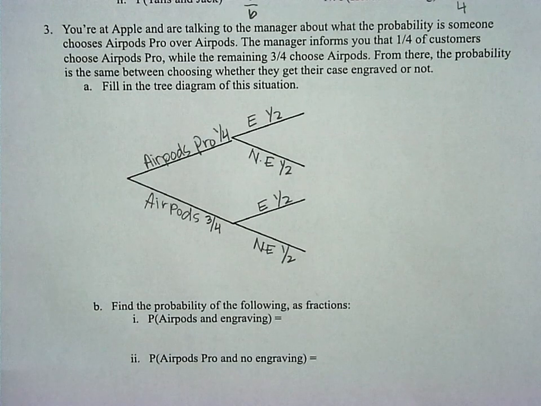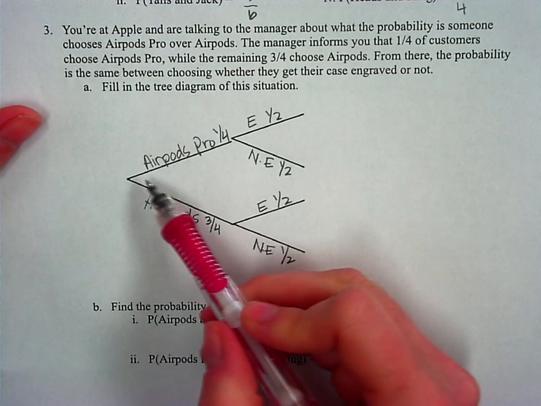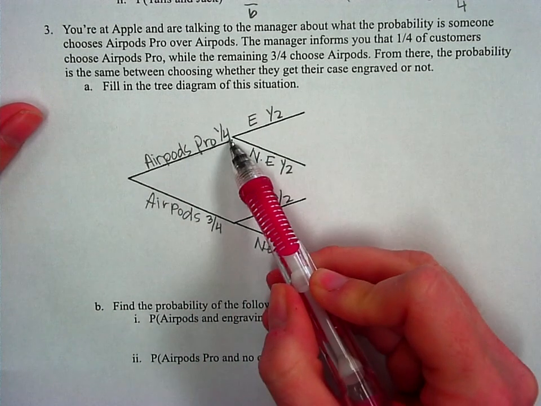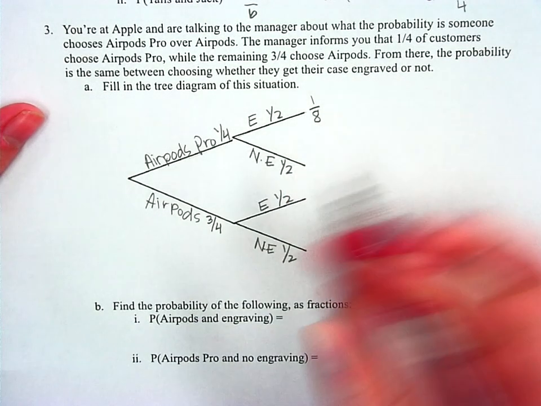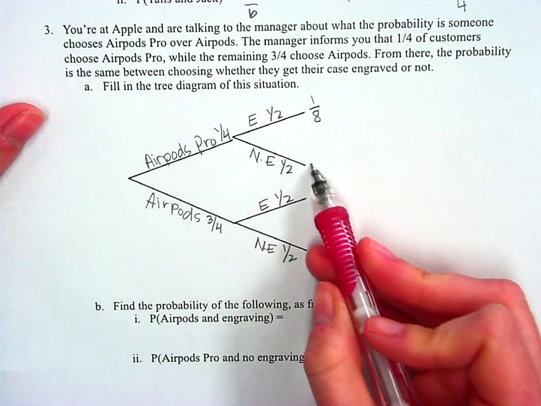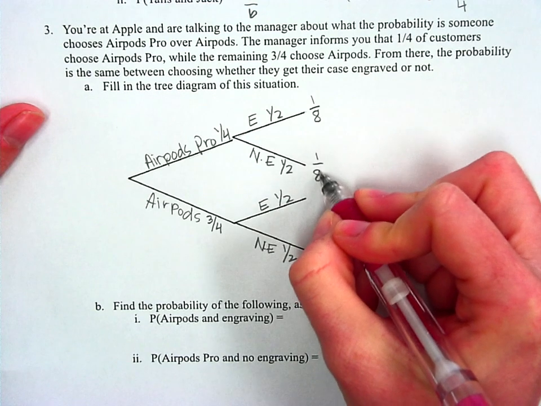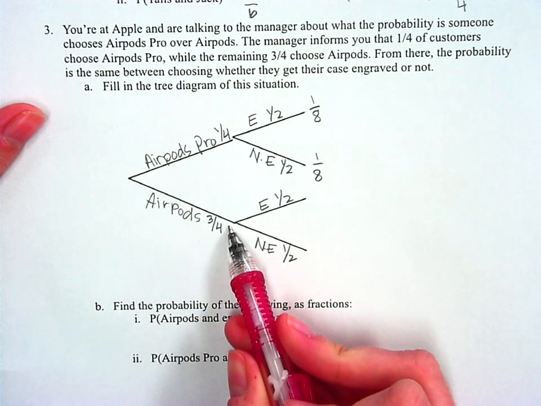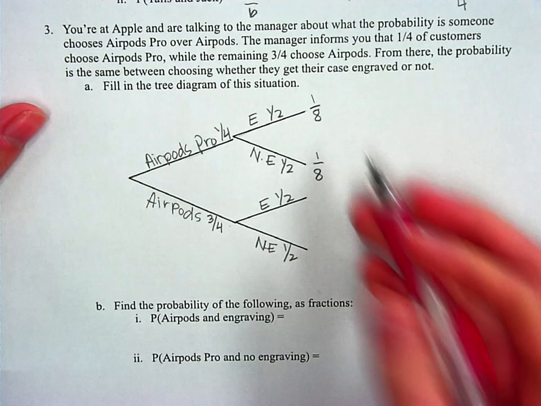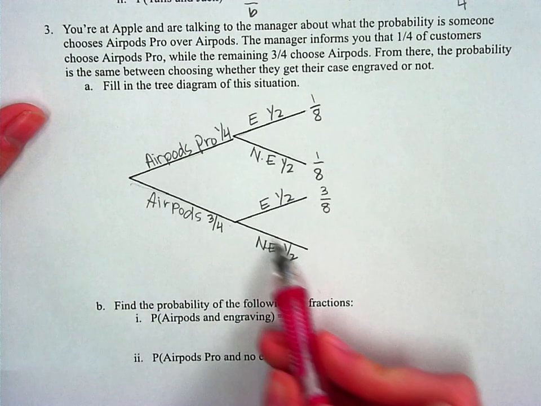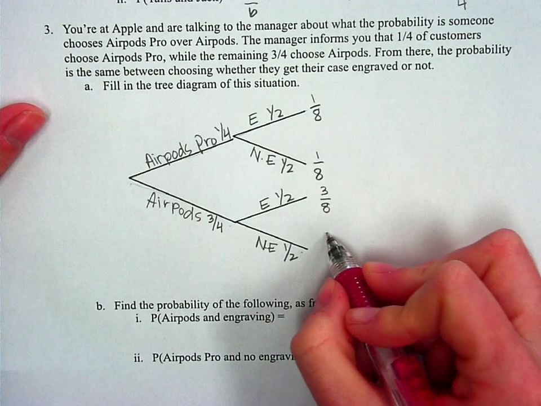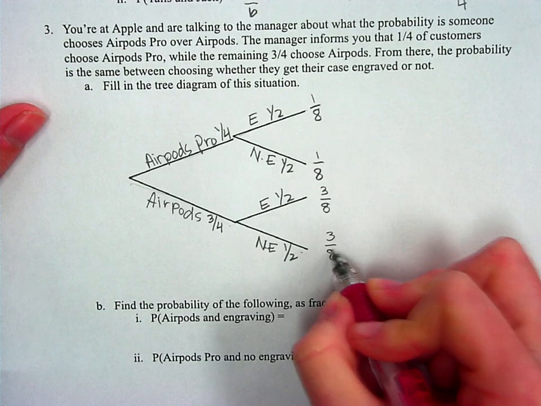whether they get AirPods Pro or just AirPods. Okay, so now if I want to know the final outcomes, I'm going to do 1/4 times 1/2, which is 1/8. 1/4 times 1/2, which is 1/8. 3/4 times 1/2, which is 3/8. And 3/4 times 1/2, which is 3/8.